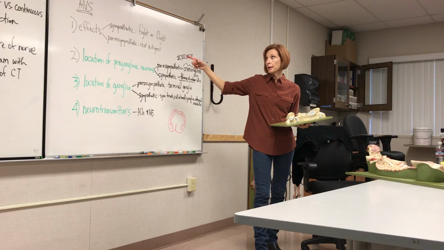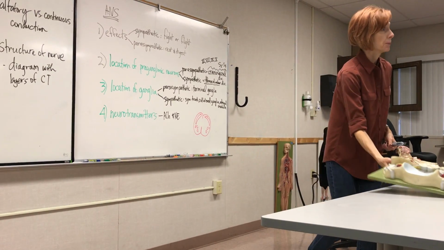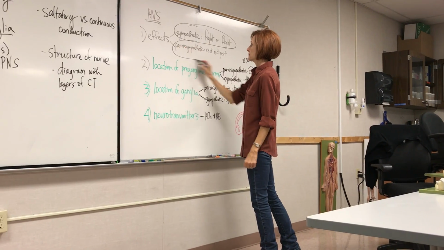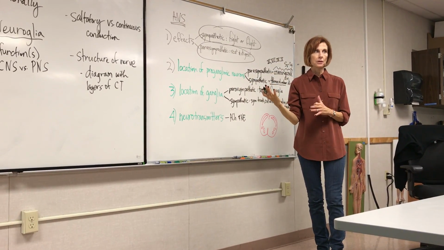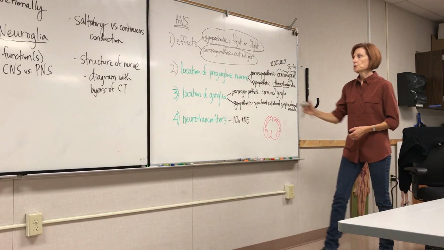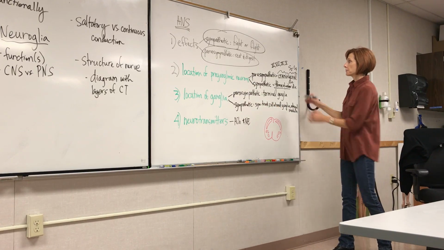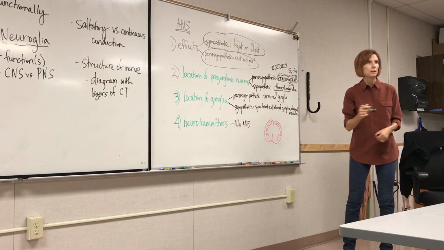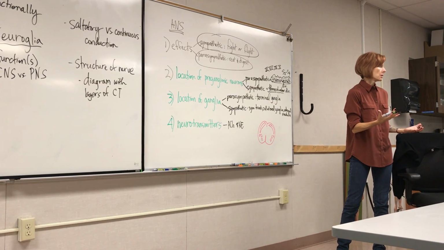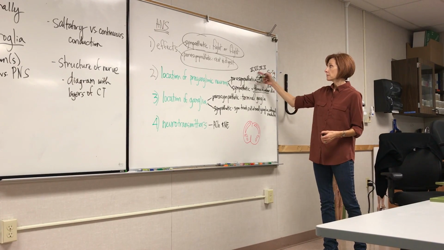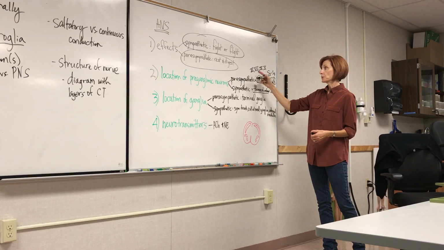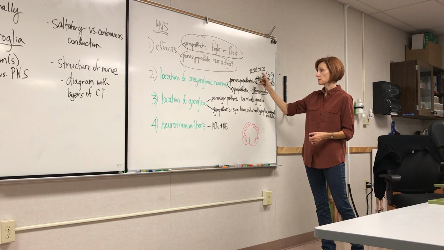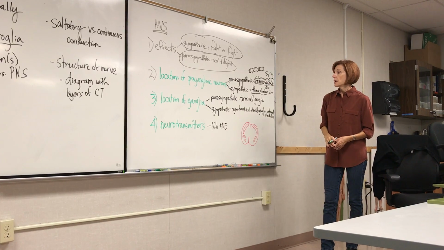Okay, so you should know the effects of the 2 divisions. If you just memorize this right here, right? You can figure out all the effects. Location of the preganglionic neurons. Again, if you just memorize parasympathetic is craniosacral, that will tell you a lot, okay? You should know the parasympathetic neurons that travel with these 4 cranial nerves. I will ask you about those, or some of them.